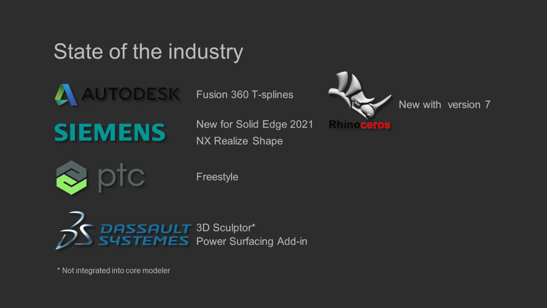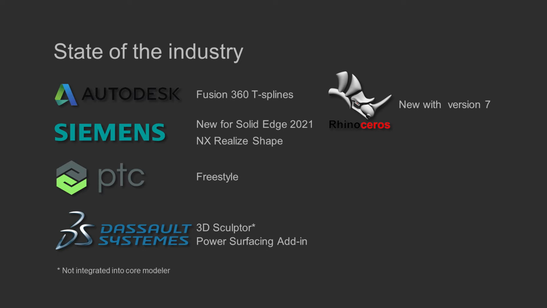And Rhino is just introducing it. They've been in beta on this for a year or two, but now version 7 is released that has sub-D modeling in it. And then, of course, Dassault Systems SolidWorks has 3D Sculptor, but it also has an add-in for SolidWorks called Power Surfacing that has existed for over a decade.